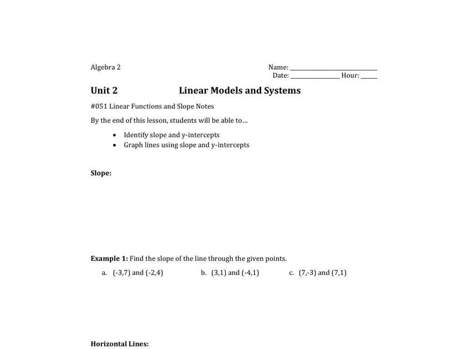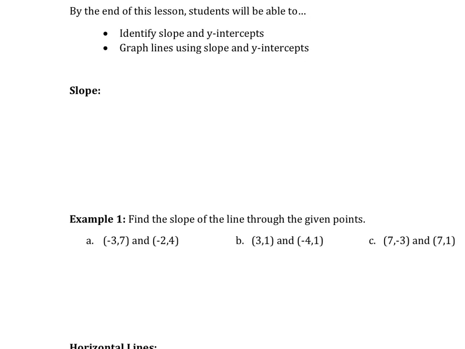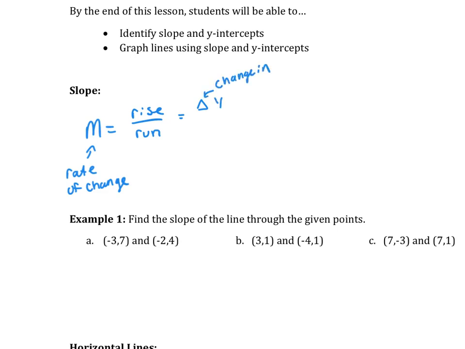Okay, this lesson is going to be about linear functions and the slope. So just a reminder of what slope is. We use the lowercase letter m to represent slope. It can also be known as the rate of change, or rise over run. This little triangle, delta, means change in. So change in y over change in x. Or if you have 2 points, you can do y2 minus y1 over x2 minus x1.